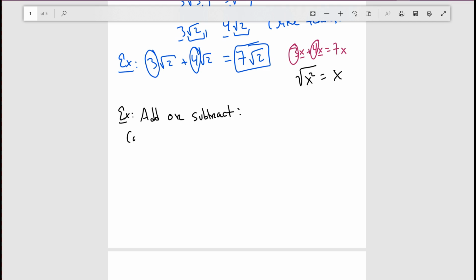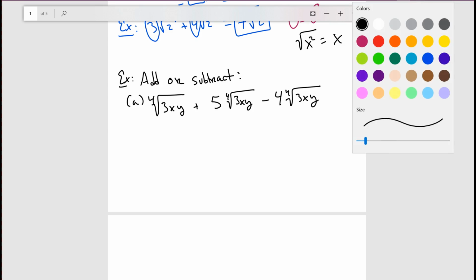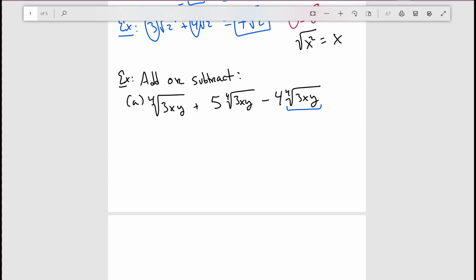Okay, so here is part A. So let's say we wanted to do the fourth root of 3xy plus 5 times the fourth root of 3xy minus 4 times the fourth root of 3xy. Okay? So the first thing that you want to look at is, are these like radicals? Do they all have the same radical? And the answer is yes, because this one is a fourth root of 3xy, fourth root of 3xy, fourth root of 3xy. So that means I can add them together. In this case, this one has nothing in front, but there's actually an imaginary 1.